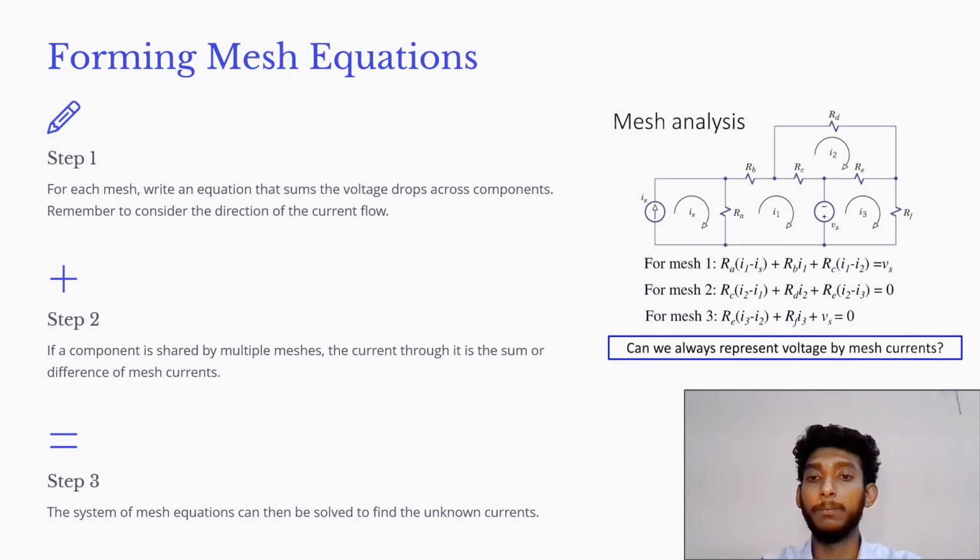If we look at the picture, here are some equations of this circuit. Here is the main circuit. If we do the mesh analysis in this circuit, here is mesh 1 which is current 1, then mesh 2, mesh 3 and mesh 4. The equations look like this.